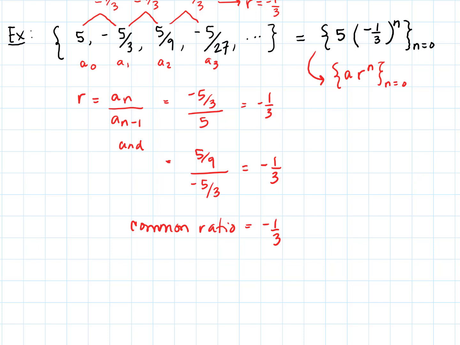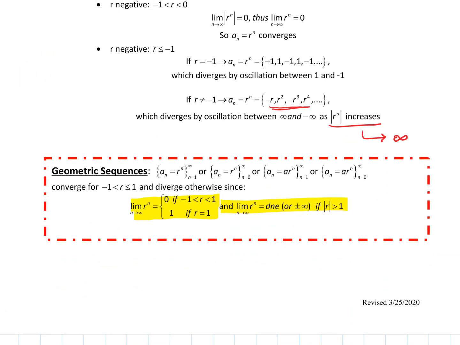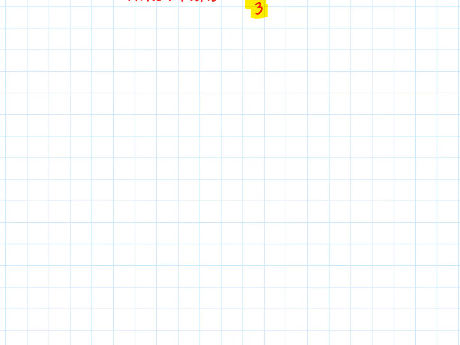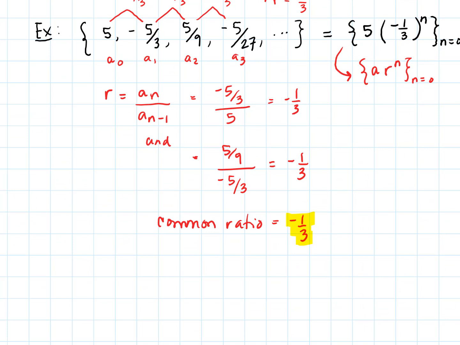For a couple of examples on geometric sequences, let's start with the one that we used when we defined a geometric sequence. And we found that the common ratio was -1/3. So if that's our common ratio, then we know from our proof that if that ratio is between -1 and 1, which -1/3 falls in, the limit goes to 0, which means that this must converge to 0.